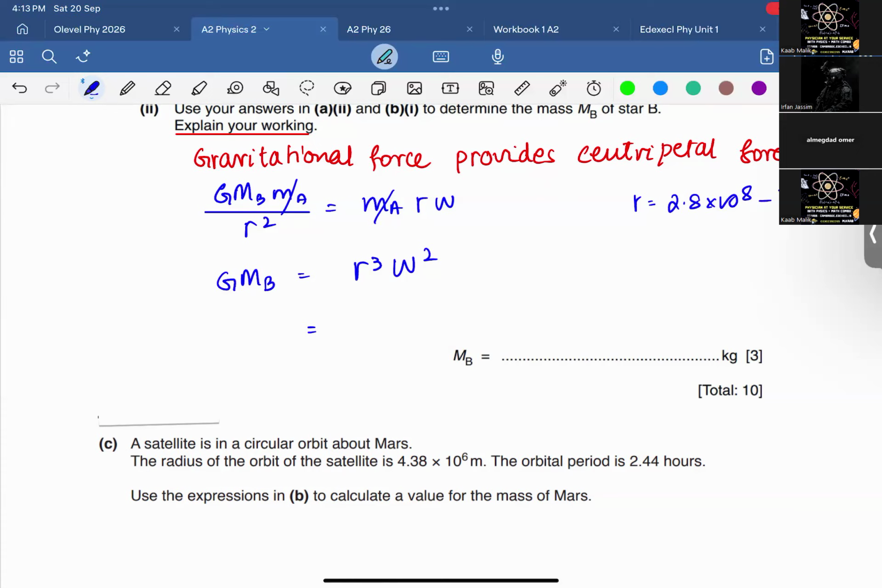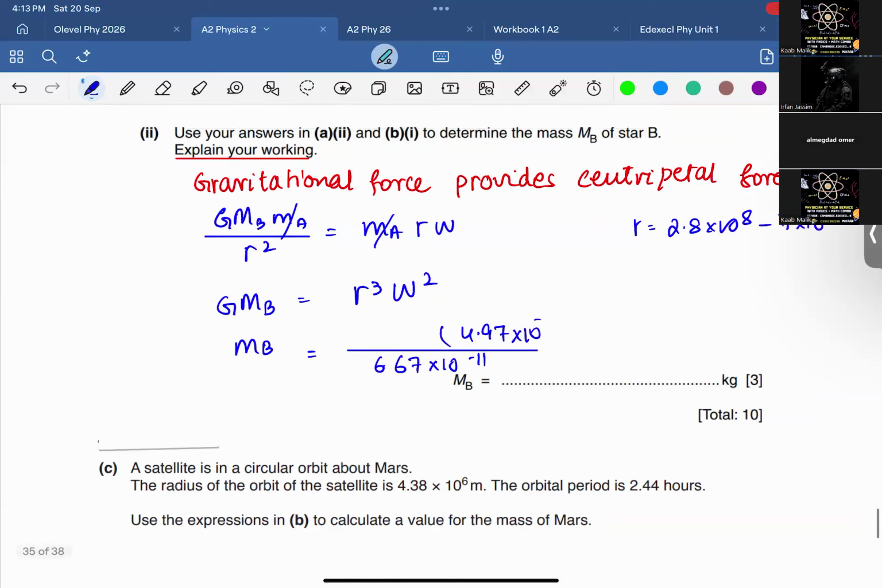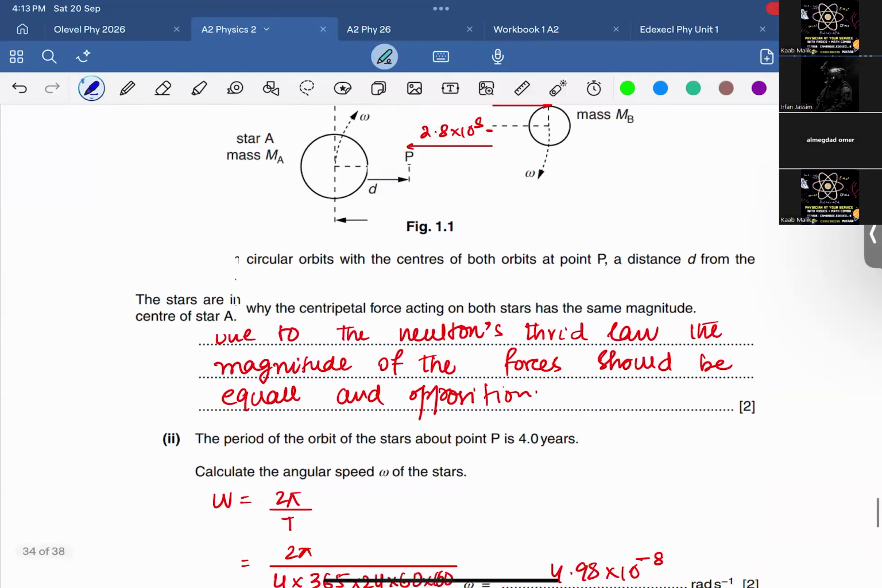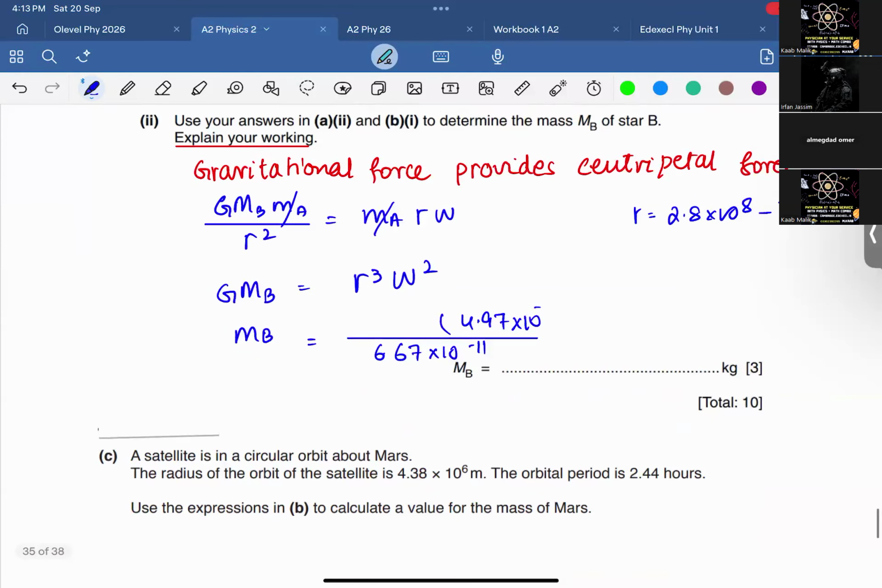So when you do that, you will get the value for r. Just calculate it and then put it here. G is going to be 6.67 exponent negative 11, and omega was 4.97 exponent negative 4, I think, or negative 8. Yes, negative 8. What's the value?